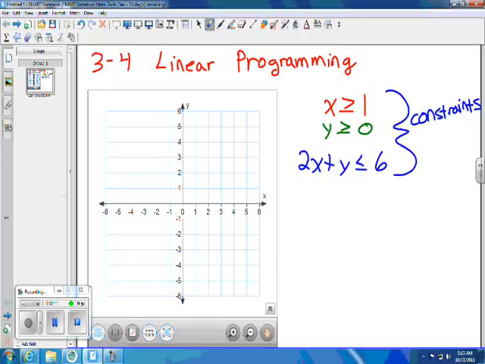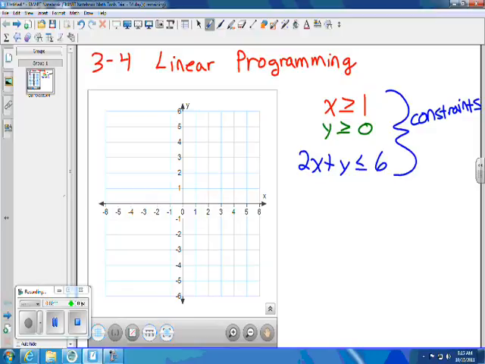The only difference between today and what we're going to do next time is you will be responsible to write all of these based on some information that I give you. But today I'm giving you all of them. All you have to do is graph them and find the area in the middle.